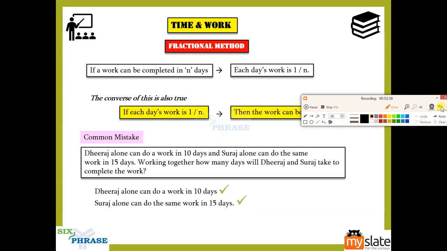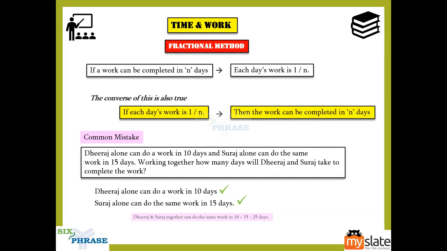Now, usually what people do is, Dheeraj and Suraj do this together, so they add 10 plus 15, 25 days. They say they both complete the work together in 25 days. Now, is this correct? Dheeraj and Suraj, working together, complete it in 10 plus 15, 25 days. Is this correct, guys? It is wrong. It is wrong because of a basic thing.